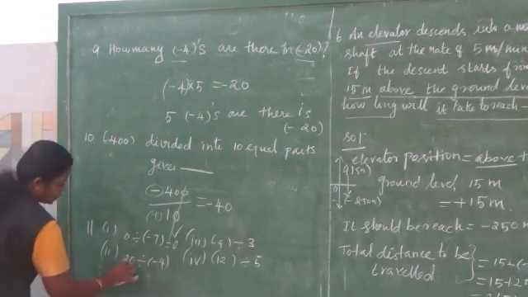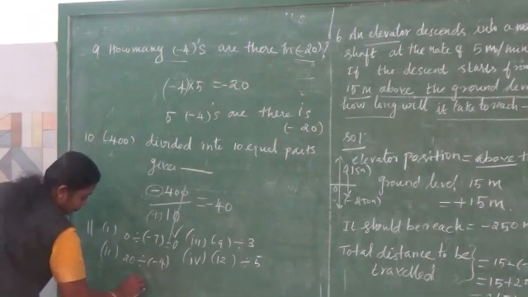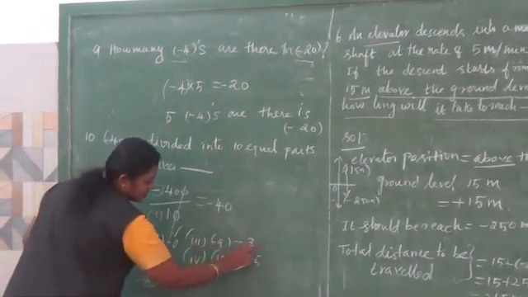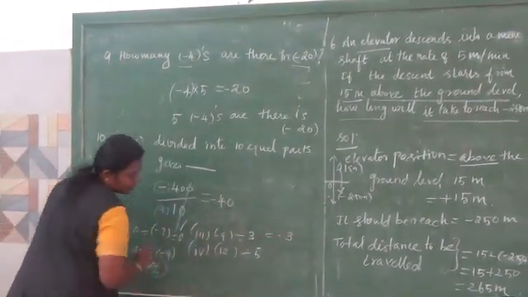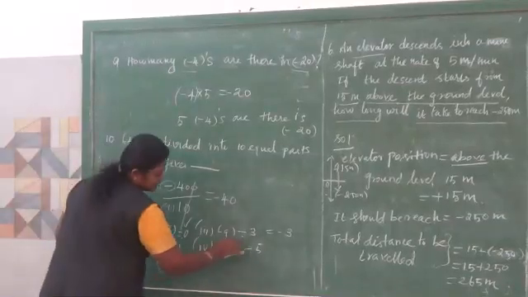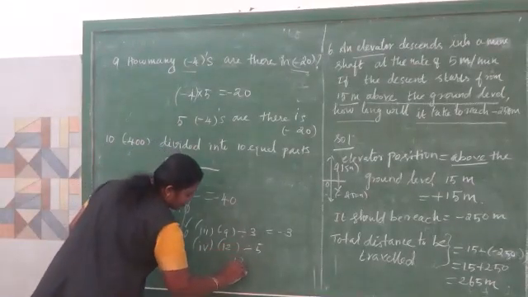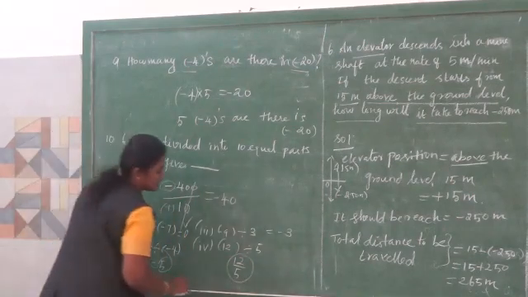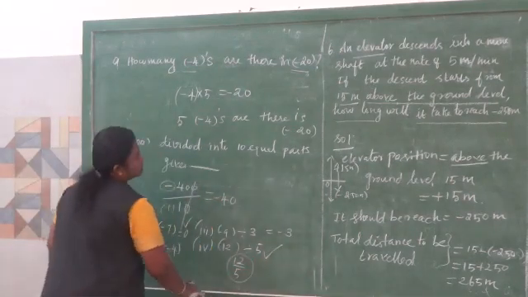Go to the second one, 20 divided by minus 4, you will get minus 5. This is also an integer. Minus 9 divided by 3, you will get minus 3. This also is an integer. But 12 divided by 5, this is a fraction term. This is not an integer. So this is the answer for this question.